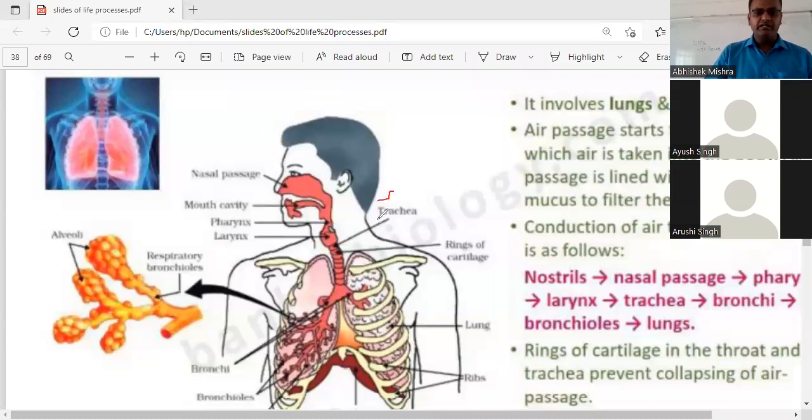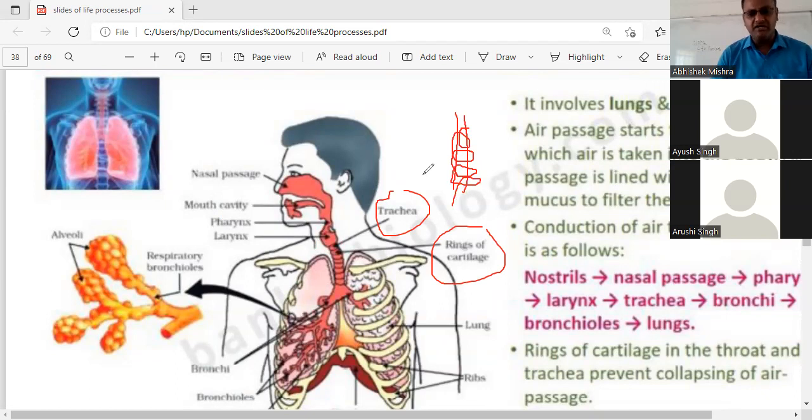This trachea is surrounded by the ring of cartilage. How it looks, I am again drawing this for you. Suppose this is a pipe, that is a windpipe, the trachea, and the ring of cartilage is present in this manner. The ring of cartilage is surrounding the trachea.